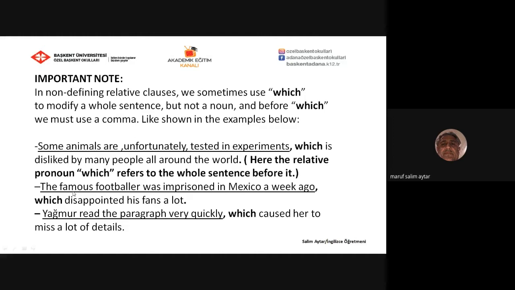The same is valid for this example too. The famous footballer was imprisoned in Mexico a week ago, which disappointed his fans a lot. This fact disappointed his fans a lot, which again refers to the whole sentence. Yamu read the paragraph very quickly, like she always does, which caused her to miss a lot of details. So it refers to the whole sentence here.